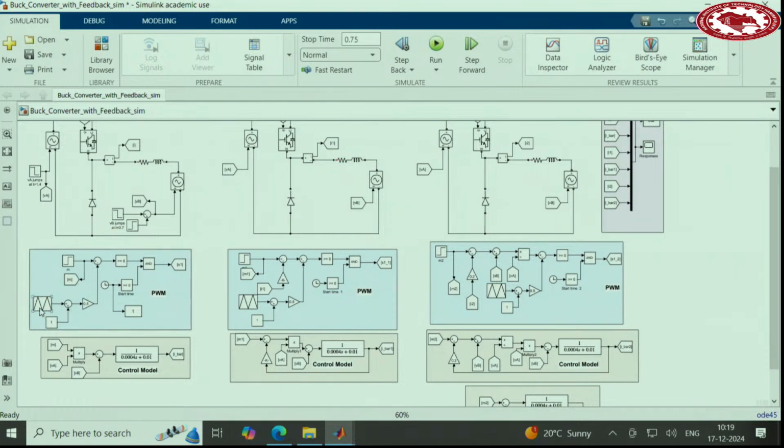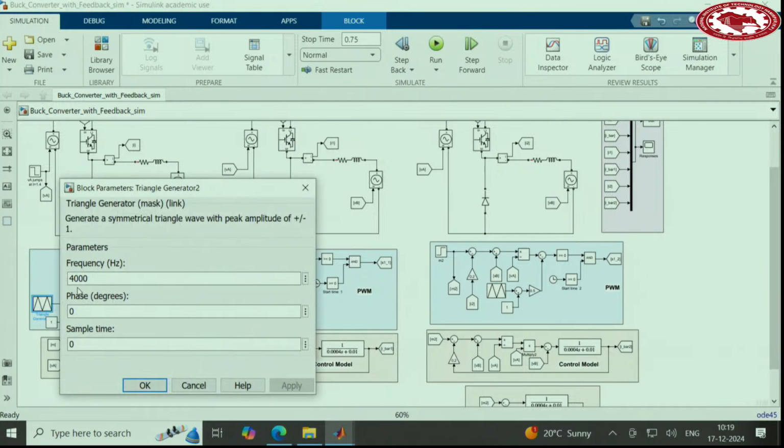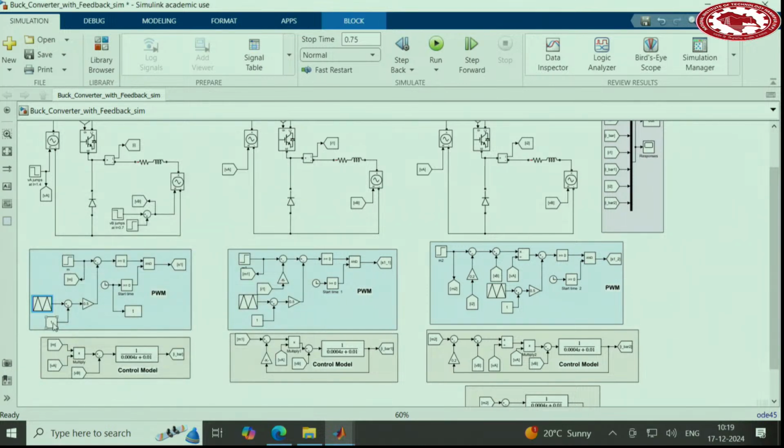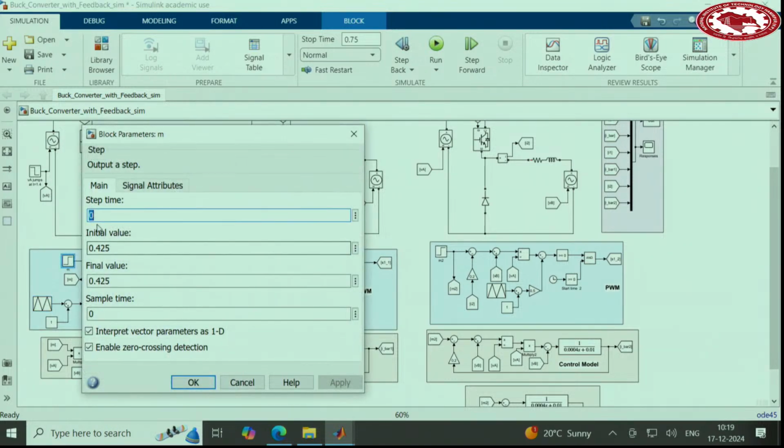For the PWM, you have the carrier waveform at the switching frequency of 4 kilohertz. Because this is in Simulink, the carrier waveform is symmetrical between -1 and 1. So we push it up by adding 1 here. Now it becomes between 0 and 2, and you multiply by 0.5. Okay, so this is the carrier waveform, and then this is the modulation. How much is the modulation? 0.425. So it jumps from 0 to 0.425.